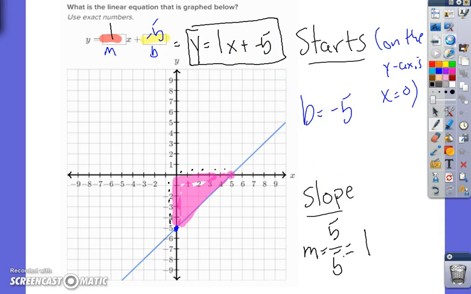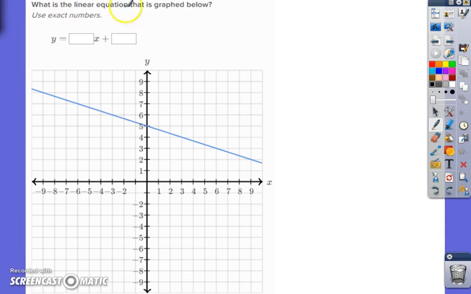All right, let's try that again. I'm going to go a little bit faster this time. What is the linear equation for this? It starts at 5, and 5 goes in this part of the form. So I'm halfway there. Now I need to find the slope. So I pick 2 points, here and here look good. So that goes down 1, sideways 3, down 1, sideways 3. The final equation is 1/3 x plus 5.